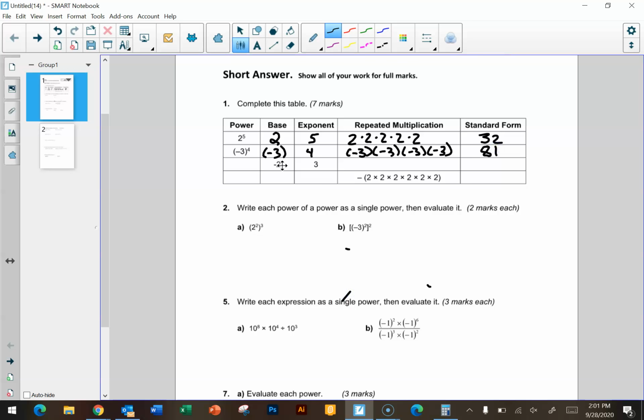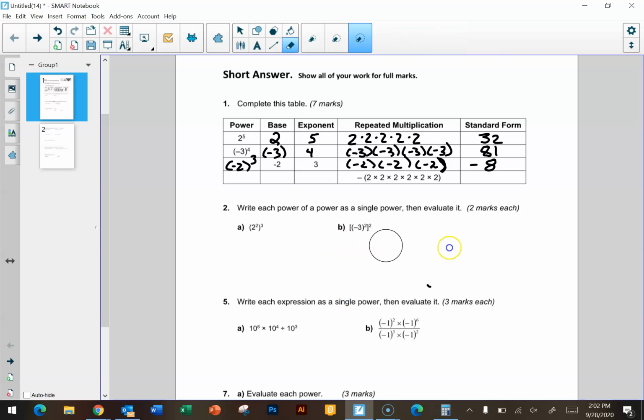This one, the base is negative 2, which means that the entire negative 2 needs to go in brackets, and then the exponent is 3. That's very important because if the negative is not part of the brackets, then the base isn't really negative 2. So if we go to our repeated multiplication here, we've got negative 2 times negative 2 times negative 2, 3 times. So because this is an odd exponent, I know my answer is going to be negative. I'm going to write it there right away. 2 times 2 is 4, times 2 is 8. So the answer of this one is actually negative 8.